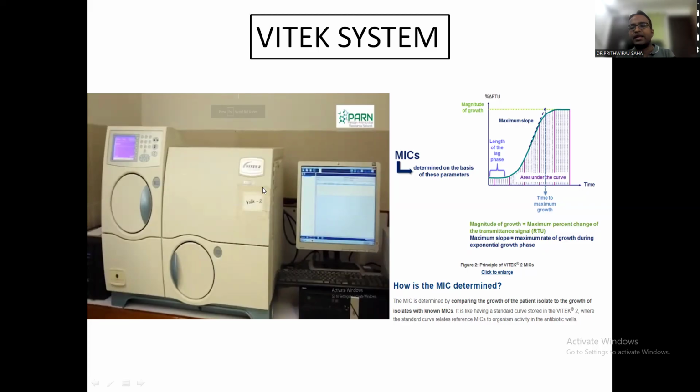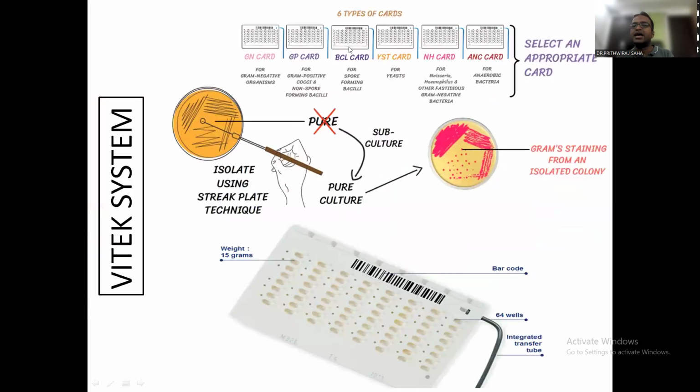In the Vitek system, there are different cards for gram negative, for gram positive, for spore forming bacilli, for yeast, for the Neisseria and Haemophilus group of bacteria, and also for anaerobic bacteria. There are 6 types of cards. So first they grow the culture. This is very important: automated machines will give you the result, but only after the growth comes. Once the lab informs you that there is a growth of GNB or GPC, that means there is growth in the culture media, and through the microscope they have identified GNB or GPC.